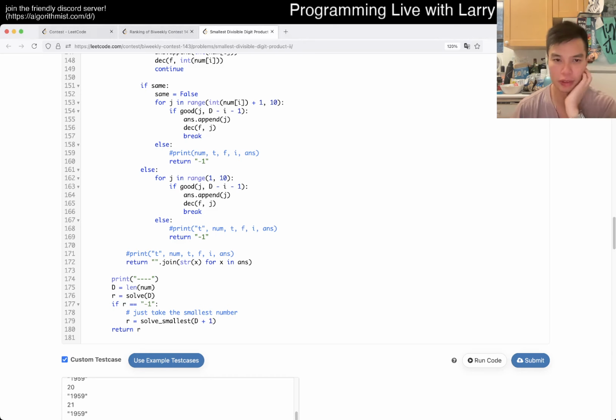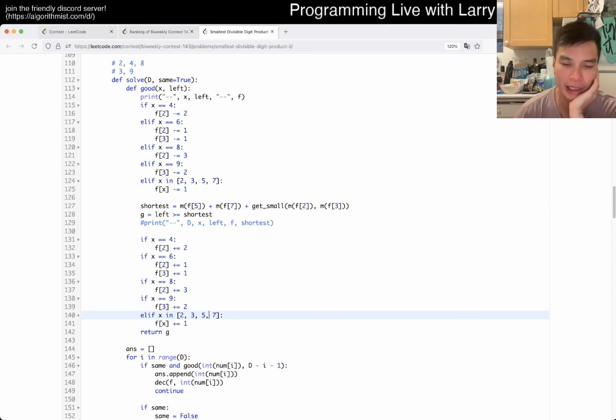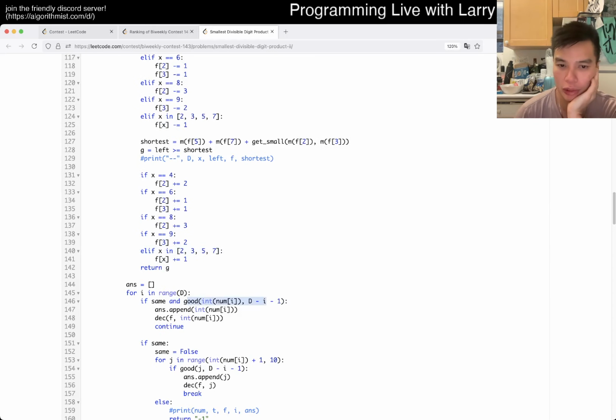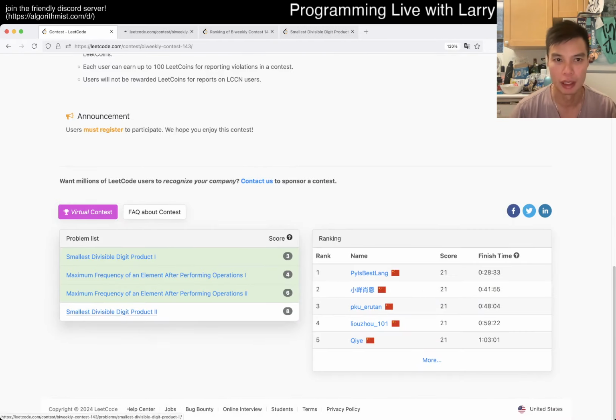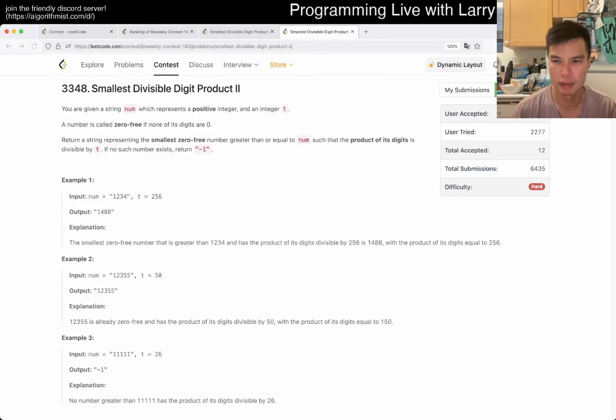Yeah, I didn't really think about DP because I focused on the greedy solution, but yeah, let's actually open it again. I'm gonna restart this problem.